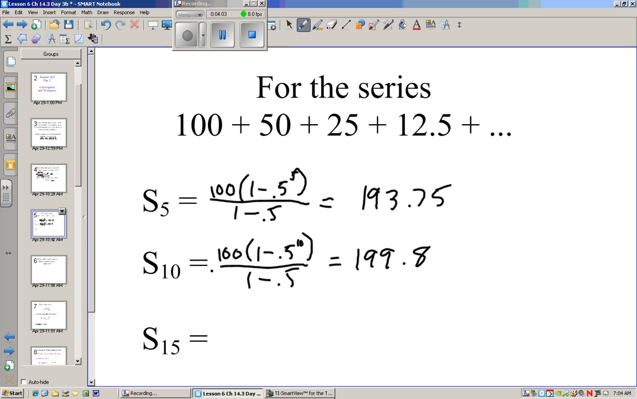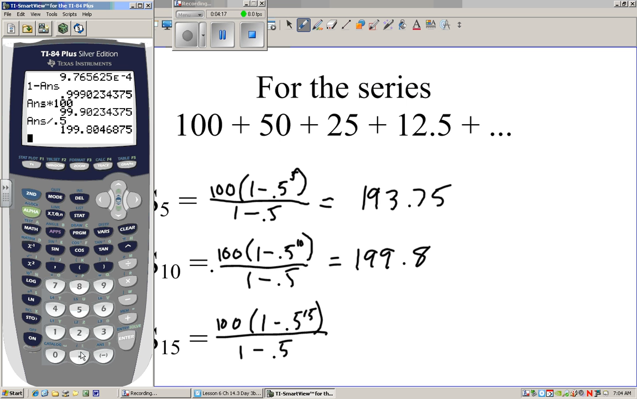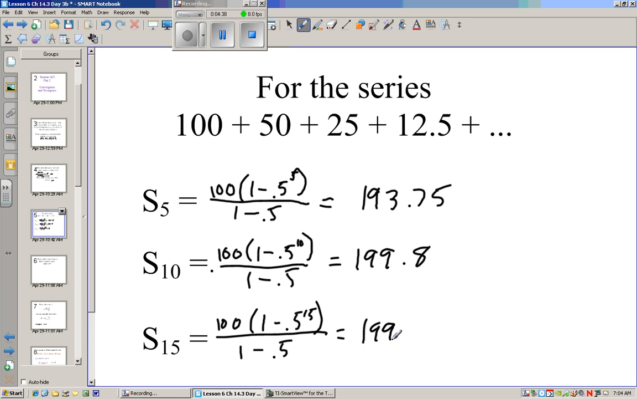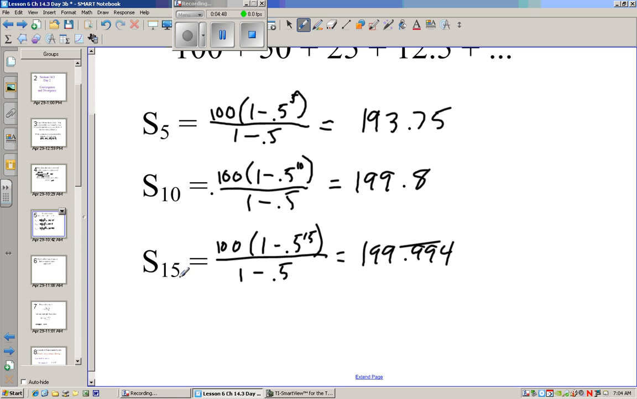All right, let's do S of 15. So we'll have 100 times 1 minus 0.5 to the 15th, all over 1 minus 0.5. So 0.5 to the 15th, subtract that from 1, multiply that by 100, and divide it by 0.5. 199.994. So now we're really close to 200. We could keep going with S sub some very big number, and it'll keep getting closer and closer to 200.